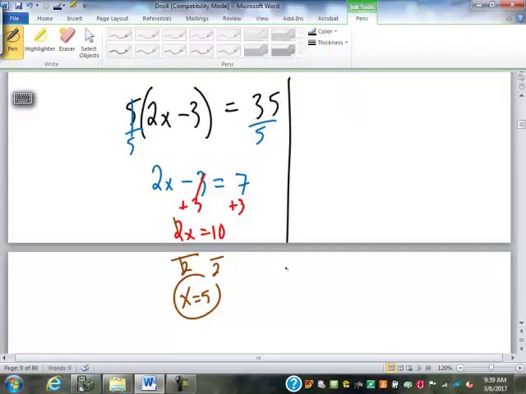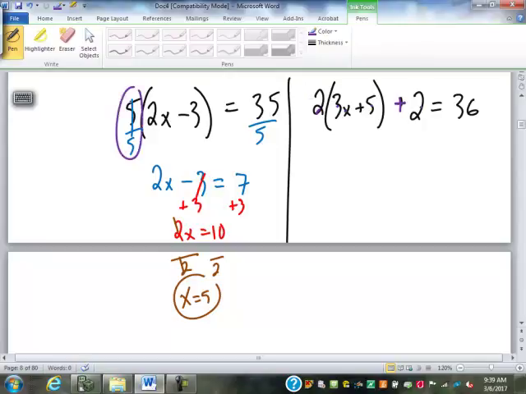But if we had something like this, something like that, now I cannot divide out the 2. Because if I look at what's been done to the variable here, the parentheses have to happen first. It was multiplied by 3. The 5 was added. Then it was multiplied by 2, but we also had the 2 added on to it. So multiplying by 2 wasn't the last thing done. Here we were able to divide out the 5 because multiplying by the 5 was the last thing done.